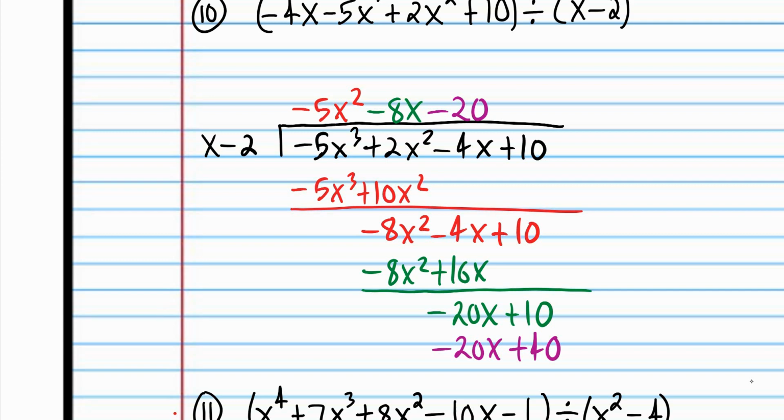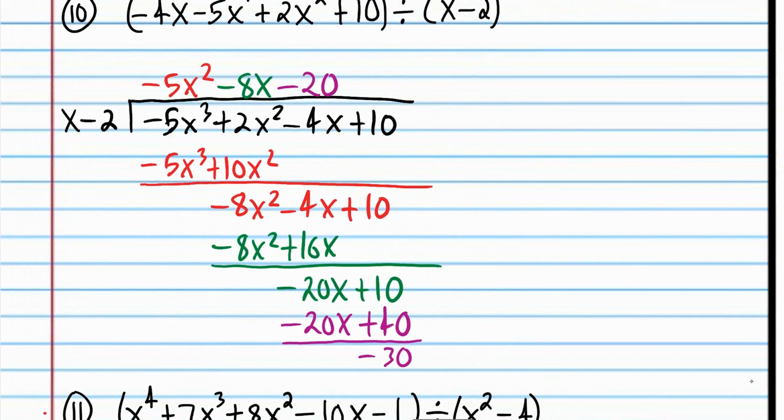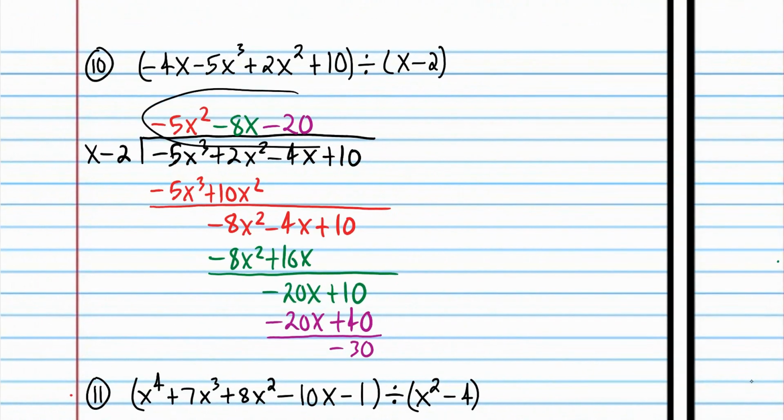And when we subtract, we can see that the remainder is negative 30. So we're going to write the expression up here first. We had negative 5x squared minus 8x minus 20, and then minus, because the remainder is negative, minus 30 over x minus 2.